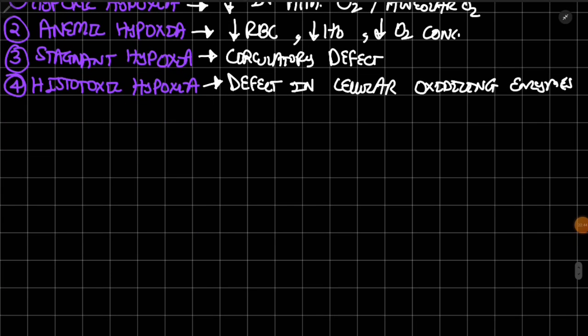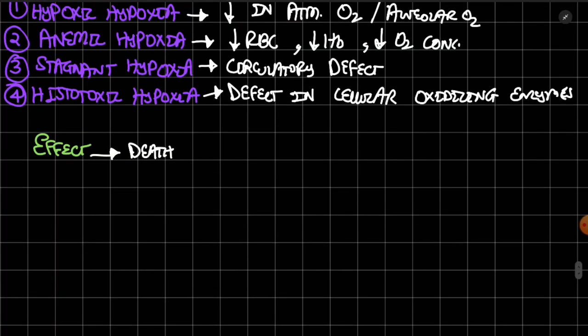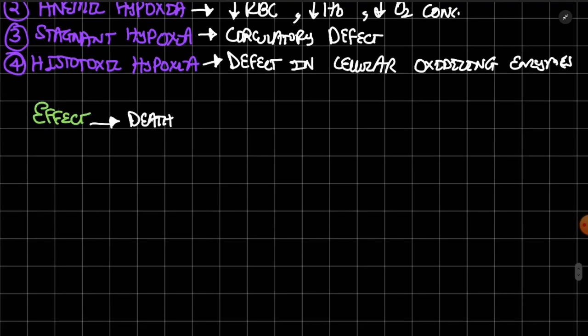So now, going to the effect of hypoxia. What is the effect? Chronic hypoxia can lead to death, as not enough O2 is going to the tissue. As we saw in stagnant hypoxia, the circulatory defect, if some blockage is there in the cerebral circulation, it may cause death because it is a very serious matter. So the effect is ultimately death.